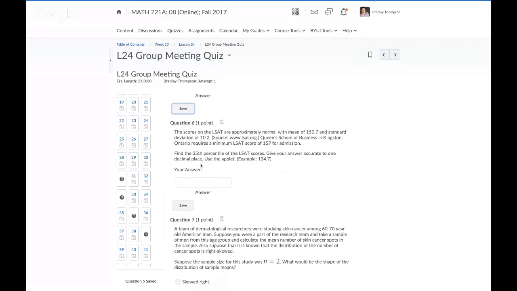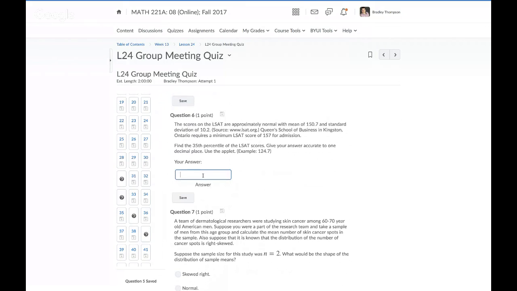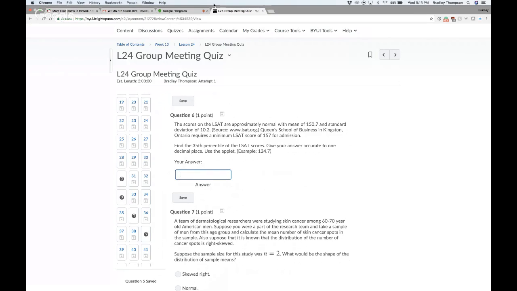With a mean of 100. Find the 35th percentile of the LSAT scores. Standard deviation is 10.2. Thirty-fifth percentile. Okay. Just a sec. So I have an answer, but I don't know if it's right. What's that? 146.8.